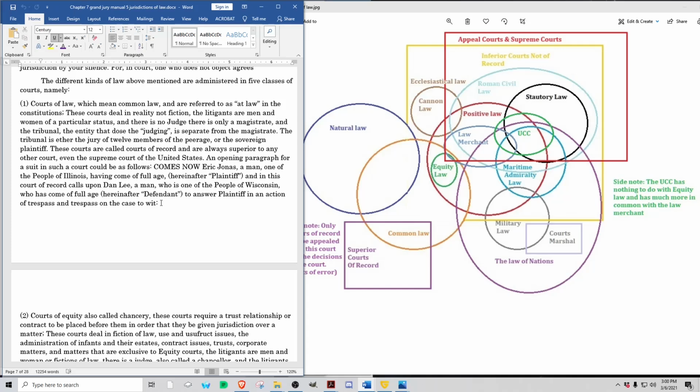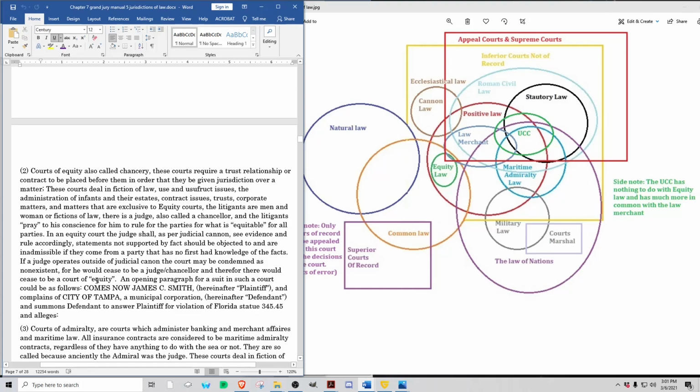An opening paragraph for a suit in such a court could be as follows. Comes now, Eric Jonas, a man, one of the people of Illinois, having come of full age, hereinafter plaintiff, and in this court of record, calls upon Dan Lee, a man who is one of the people of Wisconsin, who has come of full age, hereinafter defendant, to answer plaintiff in an action of trespass and trespass on the case, to wit, and then off you go.